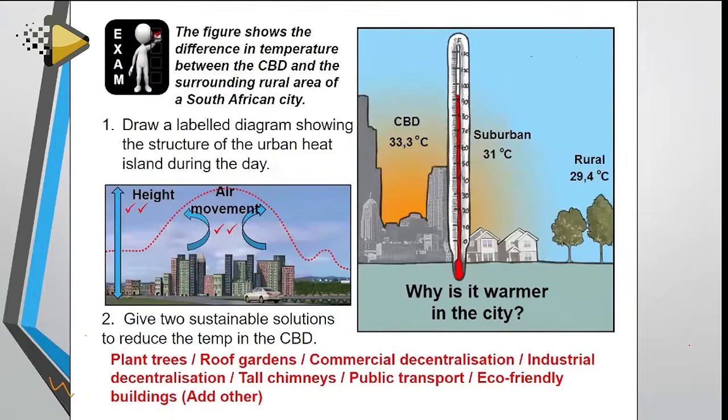Now I want us to quickly look at the strategies to reduce a pollution dome. Number one, you can plant trees, you can do roof gardens, and we can do commercial decentralization, meaning that we don't keep a lot of businesses in the city center, because businesses attract a lot of people, and people travel with cars, which causes pollution. Industrial decentralization, also, because industries in one place pollute a lot. We can have tall chimneys so that the pollution escapes into the higher atmosphere and is not trapped.